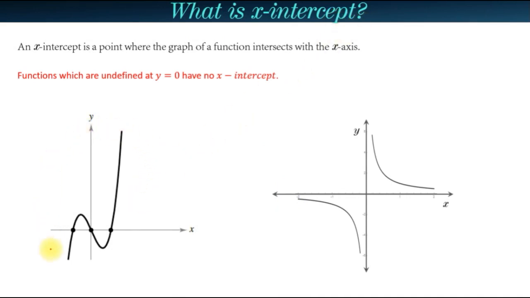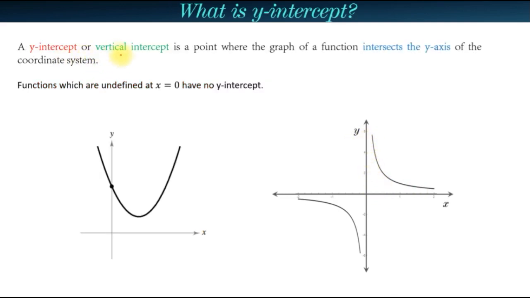Suppose a graph has been drawn on the coordinate axis. We have already seen that it will have 3 x-intercepts. It is not always necessary that every graph will have an x or y-intercept. Suppose this function is not defined at y equal to 0, so it will not have any x-intercept.